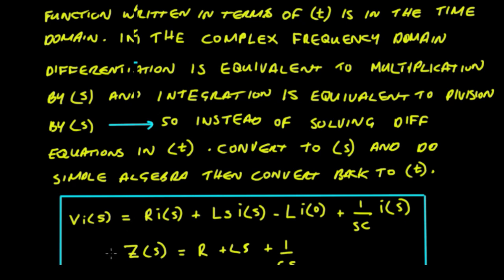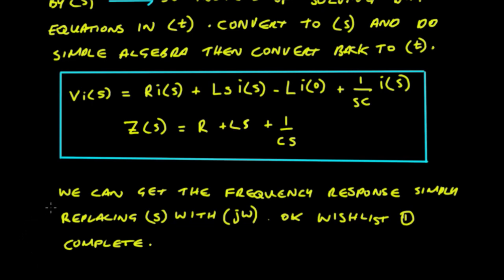For example, the complex impedance is going to be given by R plus Ls plus 1 upon Cs, and we can mess about in this domain, which is the complex frequency domain, and algebraically manipulate the equations. After that we can do the inverse transform and get back to the time domain representation. So it just makes things a lot easier, quicker and simpler, and that's what the Laplace transform does for us. Okay, so we've got one part from the wish list.